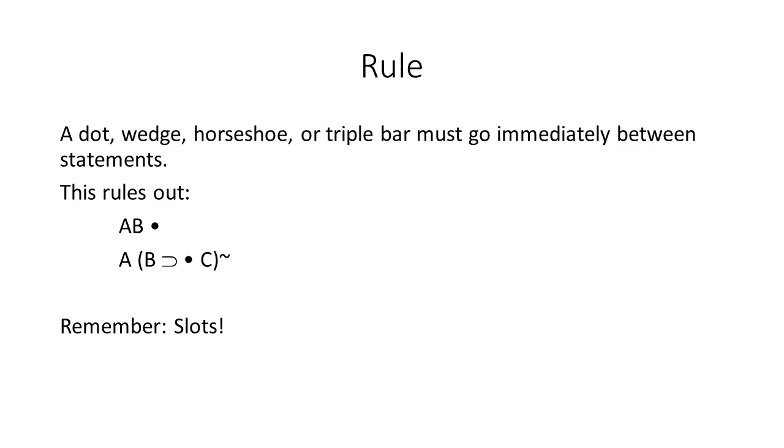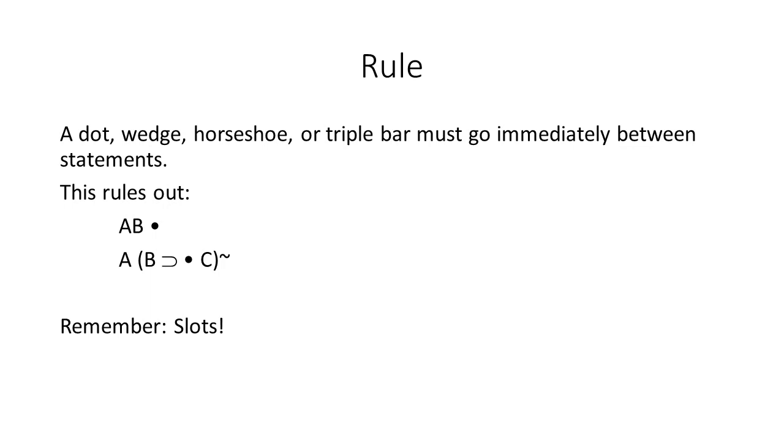Our next example: A, left parenthesis, B, horseshoe, dot, C, right parenthesis, not, or tilde rather. That's bad for all sorts of reasons. One reason we've already seen: we have our tilde there, it slots on the right, but there's nothing there. It's empty. So that's bad. But also we have our horseshoe and our dot. They're two-place, but there's no statement.